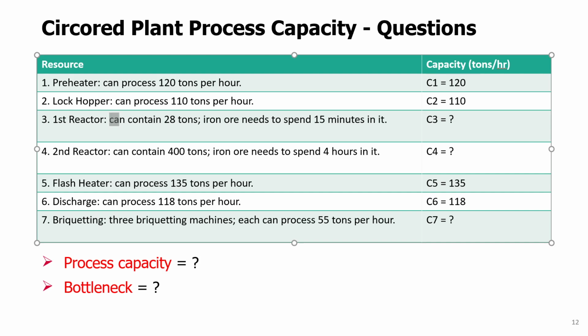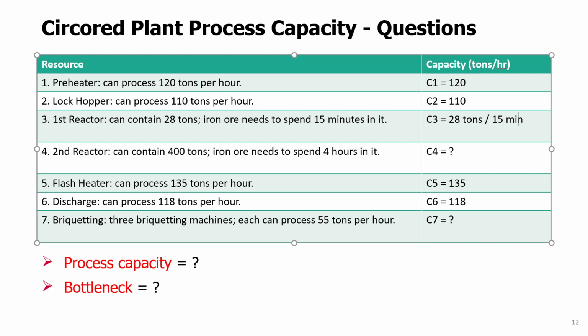But the first reactor, we learned the following. You can load it with 28 tons, and each 28 tons has to spend there 15 minutes. Let's assume the 15 minutes also includes the time of loading and unloading and anything that needs to be done before the next loading. So how would you calculate capacity? Well, we would calculate it as 28 tons divided by 15 minutes. This is units of product per units of time.